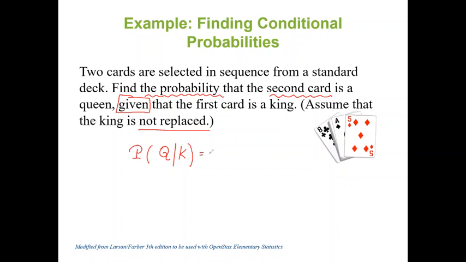So I'm thinking, okay, how many queens are there? Well, I have 4 queens on the deck of cards. Okay. Now, how many cards total do I have there? Well, because the king was not replaced, I have only 51 cards. And this is the effect the condition has on the formula. This is our formula, the probability formula. However, because there was a condition and they tell us that the king was not replaced, we have to consider it. So this is how it affects the sample size.